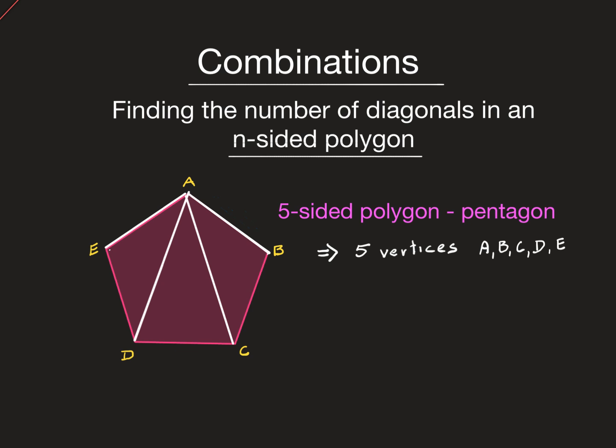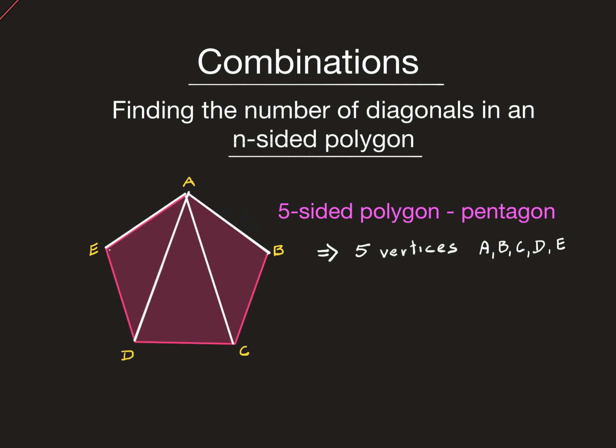Now, you would say that this particular A to E is not a diagonal. It's just an edge. A to D is a diagonal, A to C is a diagonal, and A to B is not a diagonal, so we're not going to be counting. But for this particular example, I want to use all of the vertices. That means that I'll be including the edges and the diagonals.